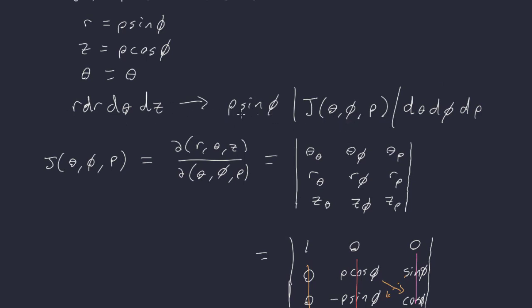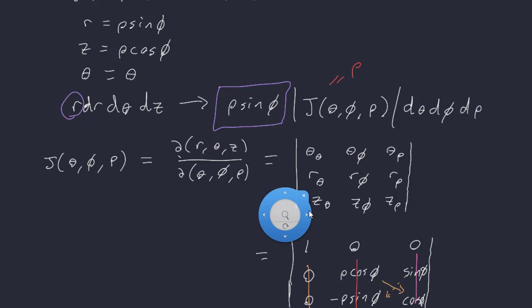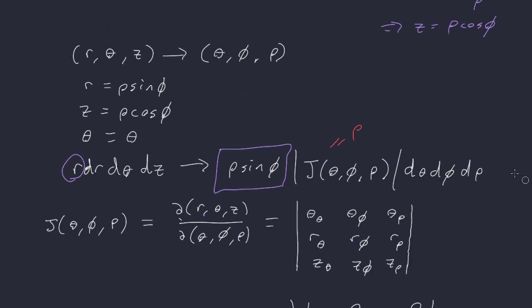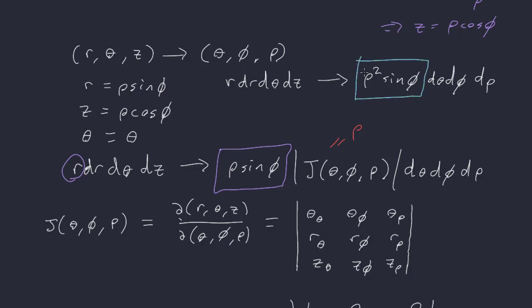So the Jacobian here is rho. But notice we already had rho sine phi because we had r dr. So the r becomes rho sine phi, and the Jacobian is equal to rho. So what we actually end up with as part of our transformation is that r dr d theta dz goes to rho squared sine phi d theta d phi d rho, and again, it doesn't have to be in that order, but this is the part that's important right here. Now from here, here's our important piece of the transformation.